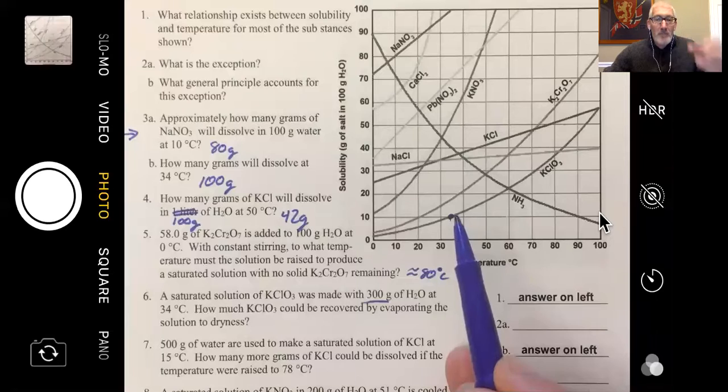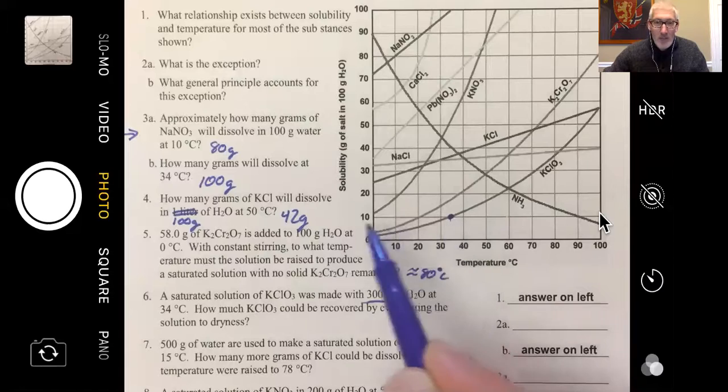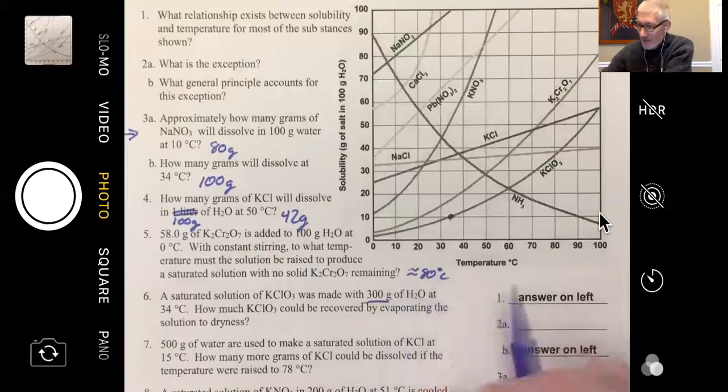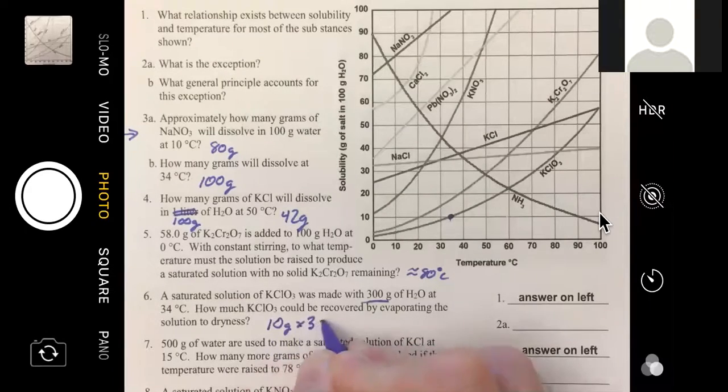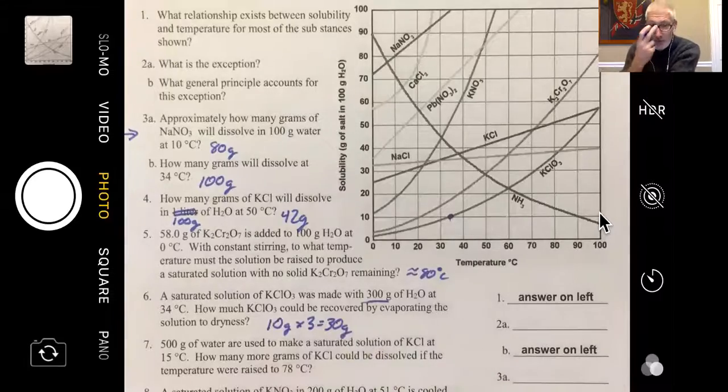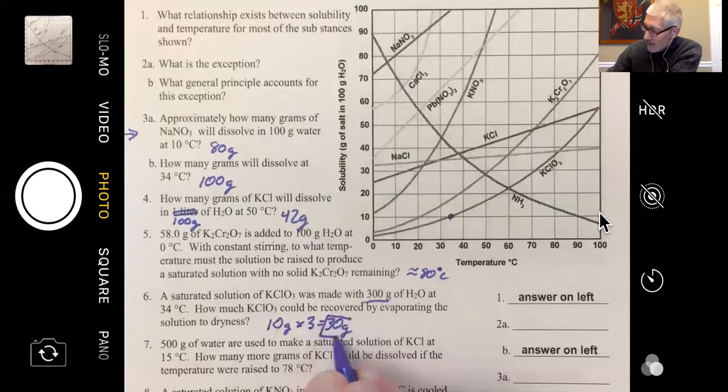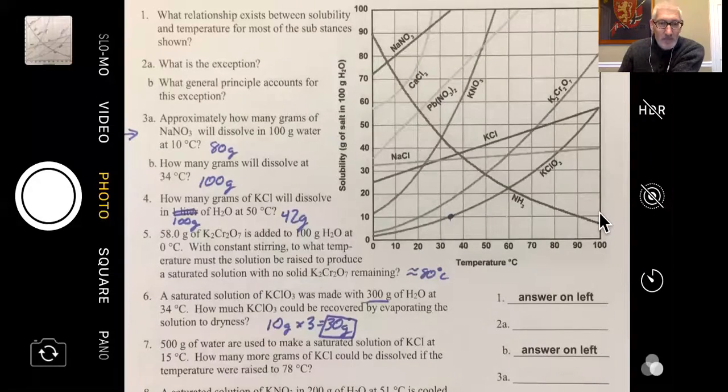Now, I've made it 3 times as much water. So what do you think we do to that number 10 that you just gave me if it's 3 times as much water? Multiply it by 3. Yeah, that's all you have to do. So you're going to take the number from the graph and you're going to multiply it by 3. So to make a saturated solution, you would have 30 grams, all right? So if we have a saturated solution with 300 grams of water, and then we just evaporated all of the liquid, we would get back our 30 grams of KClO3.